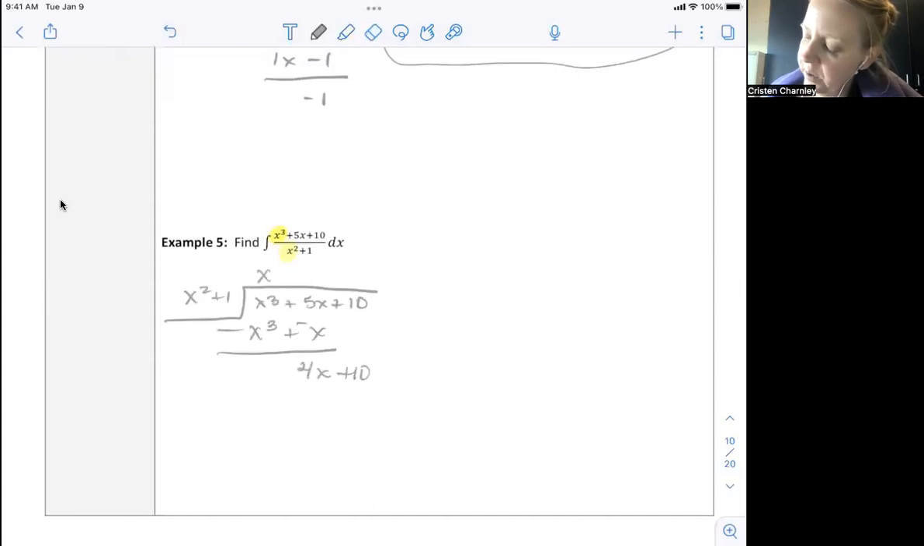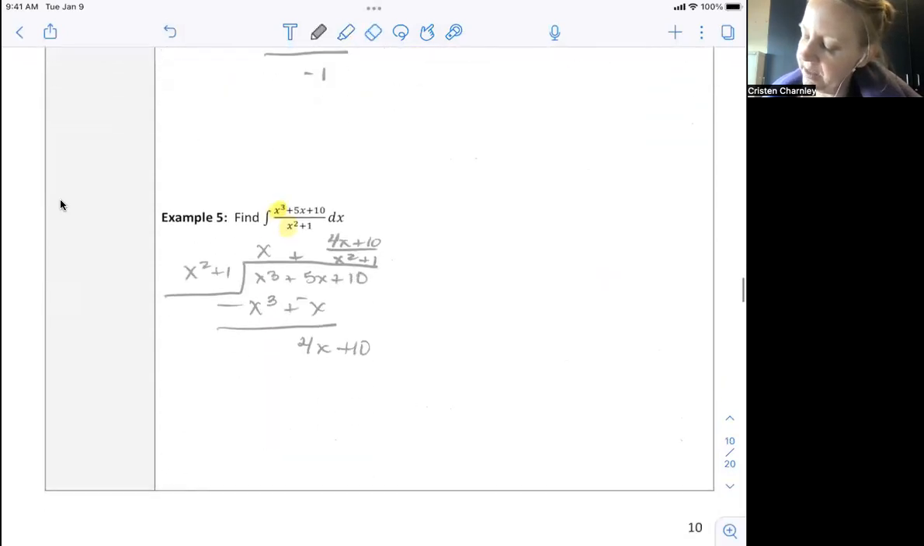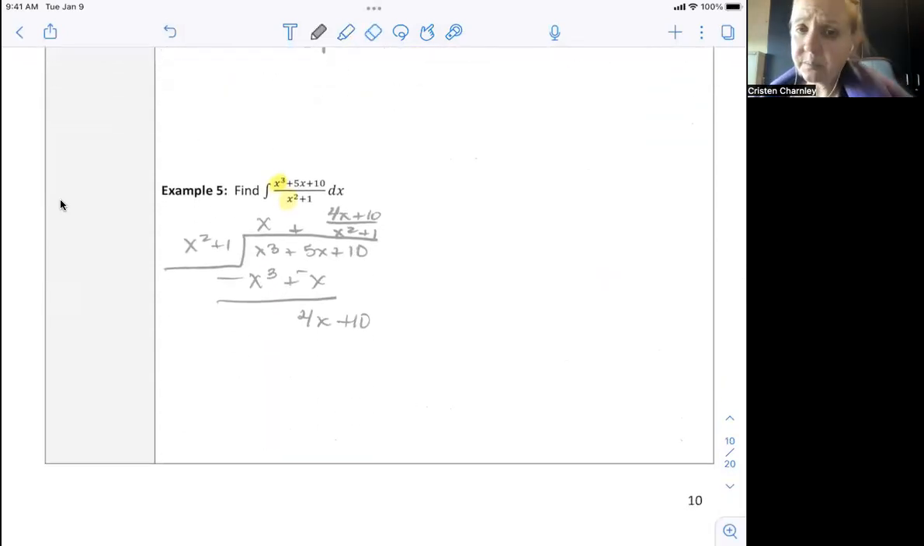4x plus 10 doesn't go in. This is the one that we had at the top, isn't it? Plus 4x plus 10 over x squared plus 1. Let's take a peek. Yep, exactly the one that was on the top of our page. So now we set up an integral. This would be the integral of x plus 4x plus 10 over x squared plus 1 dx.